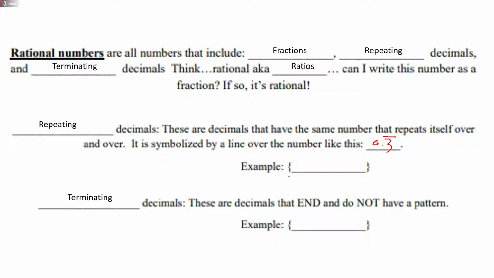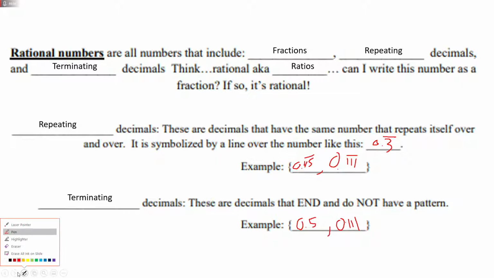It could be 0.45 repeating forever. It could be 0.111, all of those repeating forever. Terminating decimals are the opposite. These are decimals that end and don't have a pattern, which means I could have something like 0.5. Or maybe I have 0.111 with no line, right? Because it ends. So that's another difference between those two.